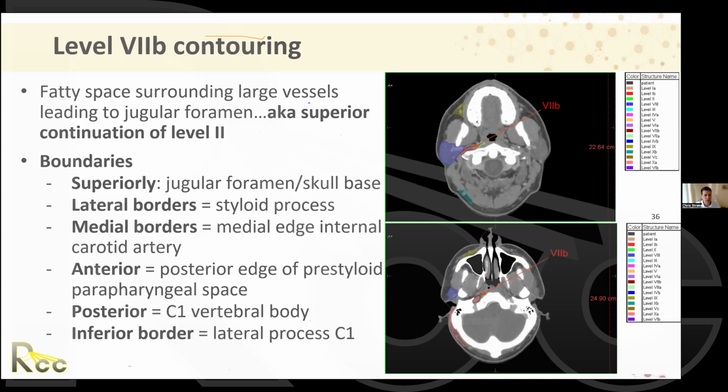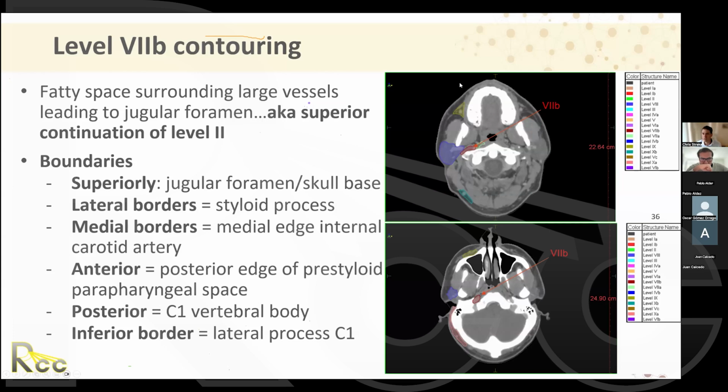Anterior would be the edge of the pre-styloid parapharyngeal space, which is something that I don't tend to think about that way, but when you actually look at this, the contours are fairly straightforward because you're just covering the fat space, which shows very nicely on most CT scans. Posteriorly would be the C1 vertebral body, and then you're ending at the lateral process of C1, which of course is where level 2 starts.